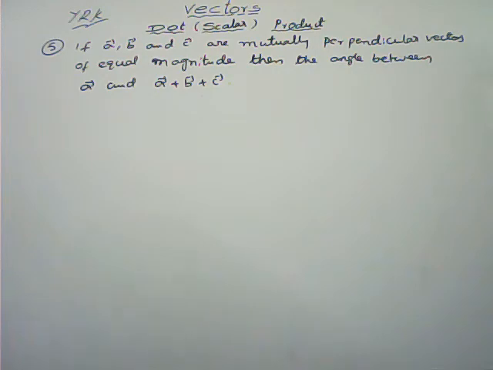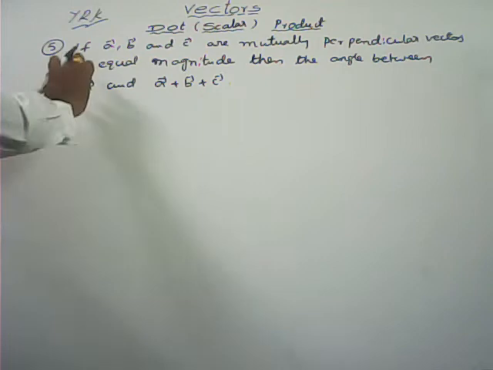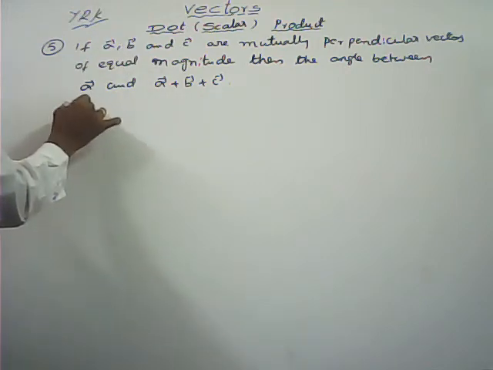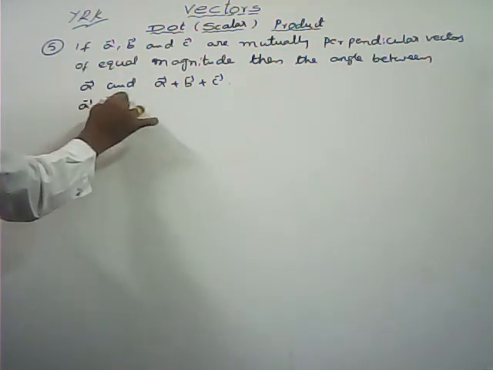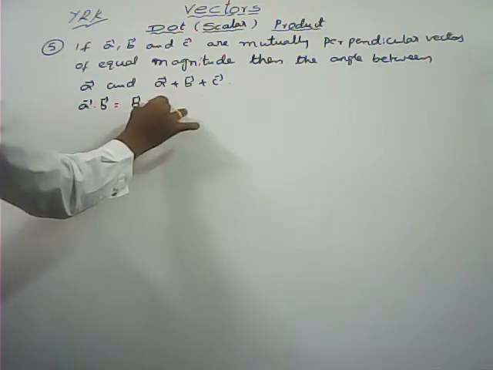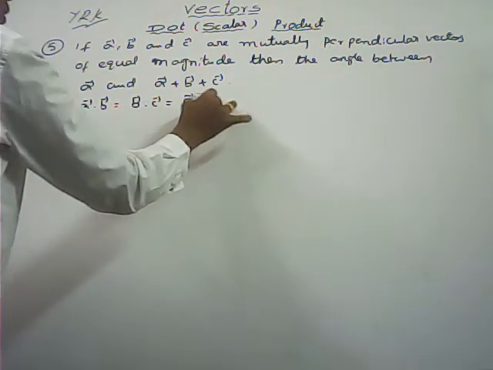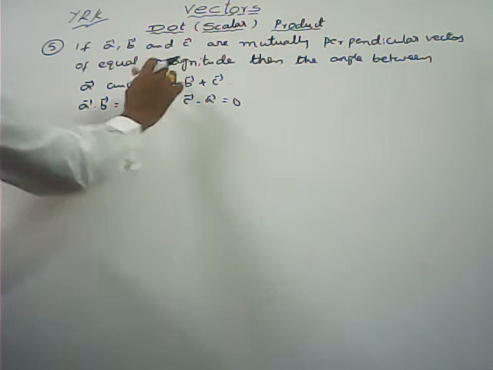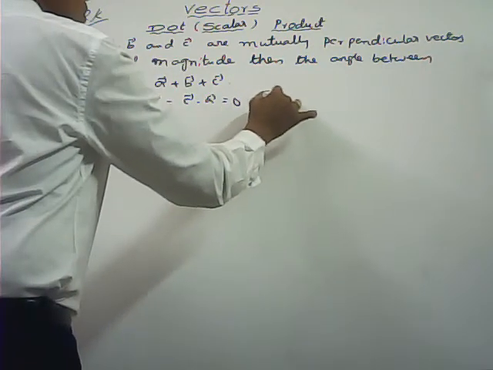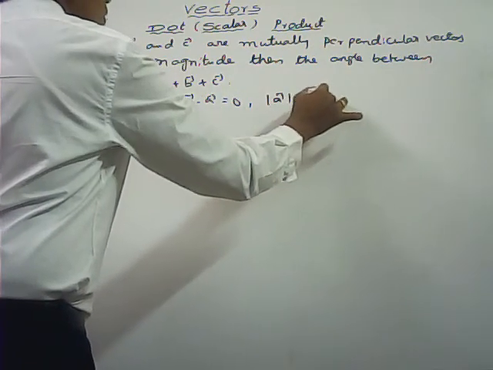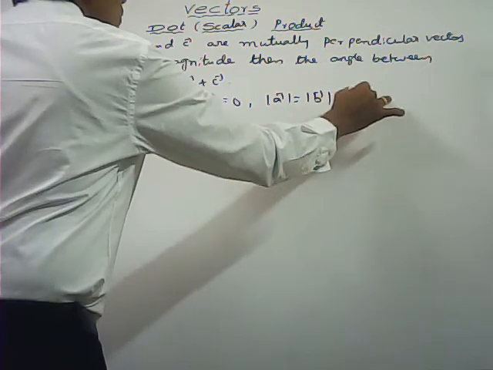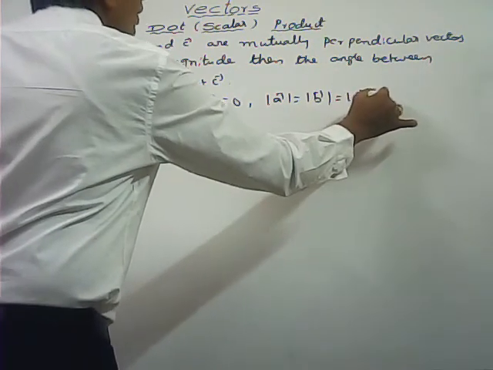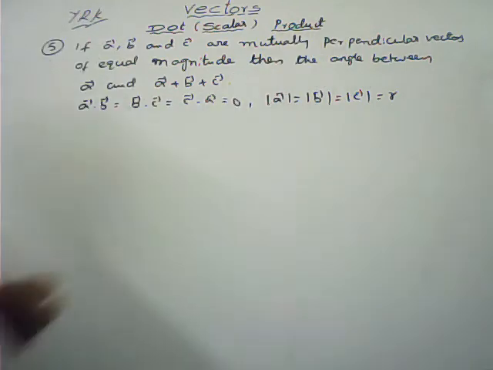Here A bar, B bar and C bar are mutually perpendicular vectors. Mutually perpendicular vectors means we can write the condition A bar dot B bar is equal to B bar dot C bar is equal to C bar dot A bar is equal to 0. For mutually perpendicular vectors of equal magnitude, what is the meaning of that one? Modulus of A bar is equal to modulus of B bar, that is equal to modulus of C bar. All the magnitudes are the same.